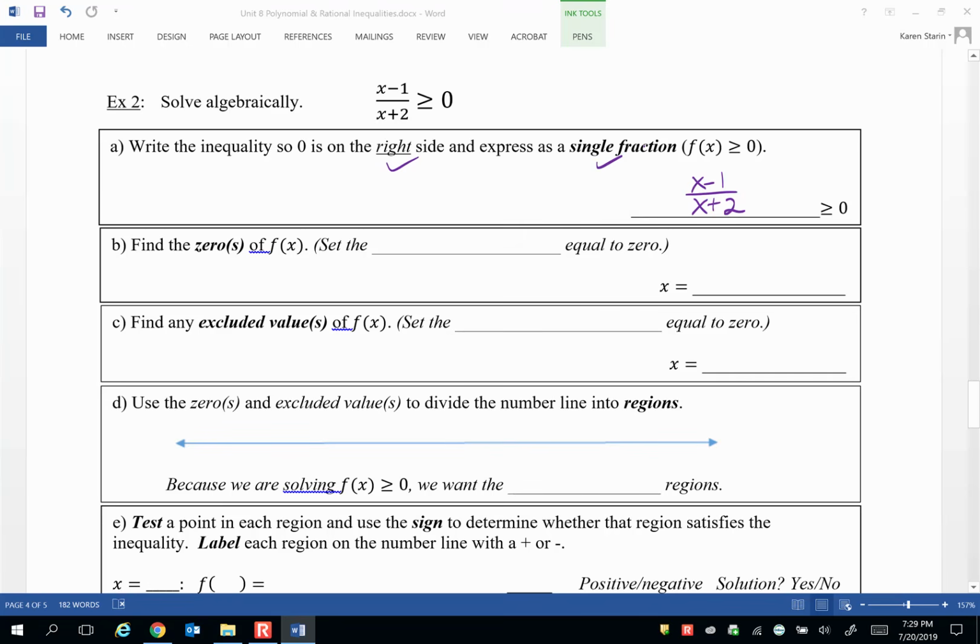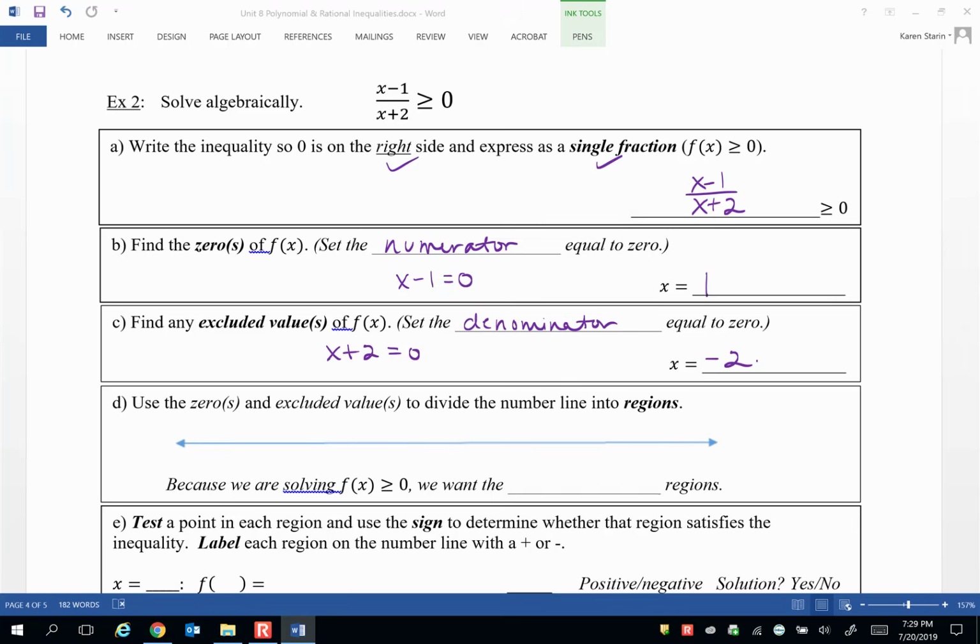Now we need to find the zeros of f of x. So we just have to set the numerator equal to 0, and we can read that solution. It's just x equals 1. Add 1 to both sides. Now find excluded values. We set the denominator equal to 0, and we can also read that solution because we just subtract 2 from both sides. So we have an excluded value of -2.